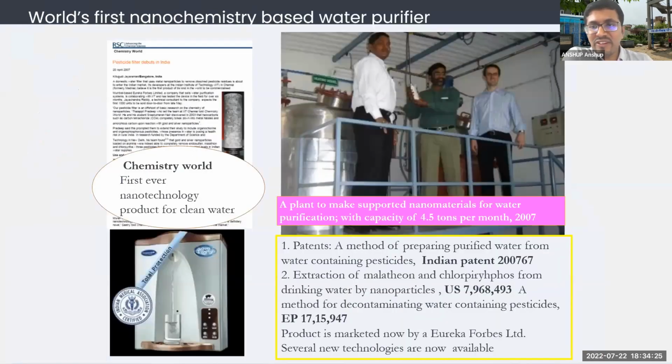So this is the first product which Professor Pradeep had worked on for removal of pesticides from water. And the one on the right is the photograph of the unit, which was launched in 2007. And this was probably the first plant in the country where nanomaterials were made. This is way back in 2007.